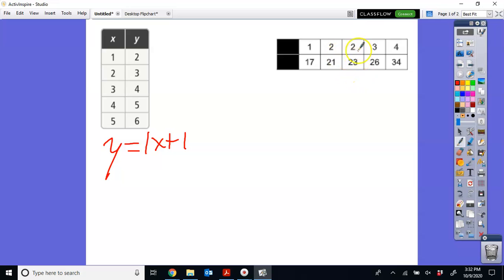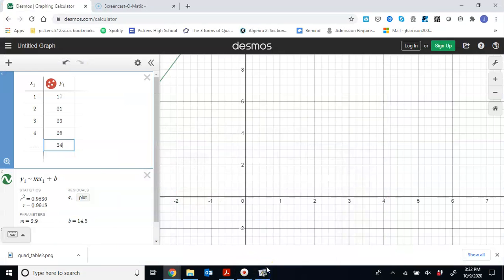Oh, goofy mistake here. There are two 2's right here. Everybody see that? That's important to pay attention to. Mr. Harrison made a goofy mistake here. Then 3 here and 4 here.